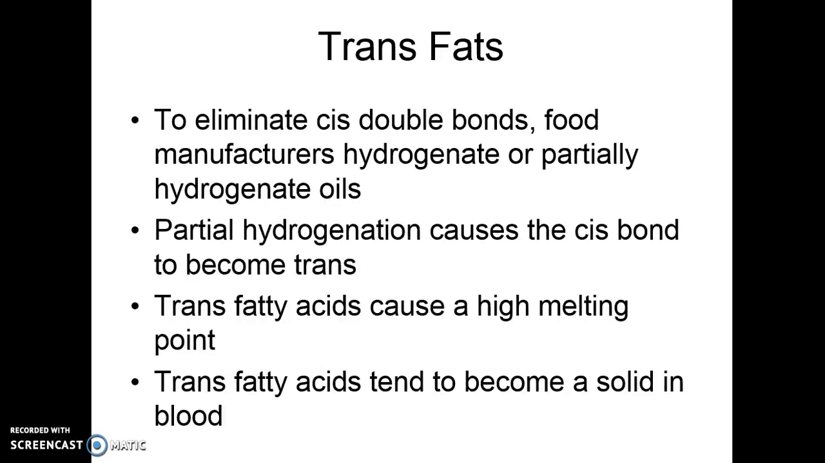So they tend to use hydrogenated or partially hydrogenated oils, but trans fats have a high melting point. An example is Crisco. It has a high melting point relative to oils. These tend to become solids in your bloodstream where you have high pressure around your heart and your carotid artery, and these also cause strokes and heart attacks.